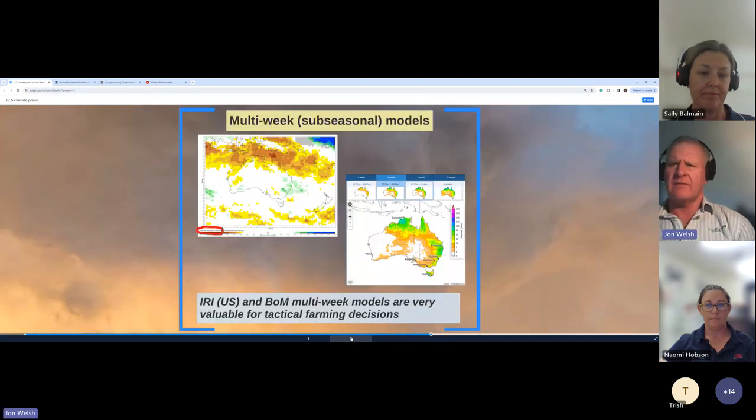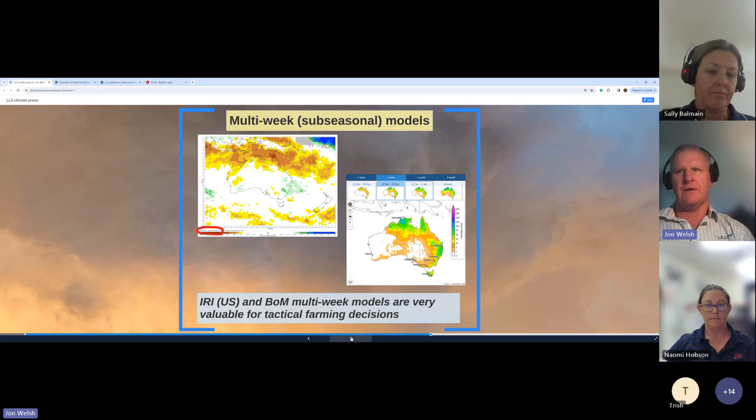The multi-week models. Hopefully for those of you that weren't aware that these models existed, they look at that 10 to 30 day timescale, when you can look a little bit further out and get ahead of the pack with rain. Certainly the IRI US model there on the left did pick up the November wet signal. It's a very, very conservative model, doesn't show rain very often. Then we've got the Bureau's scenario. If you go into the climate tab there, it'll give you a 75% chance of rainfall, and your mils on the key here on the right hand side.